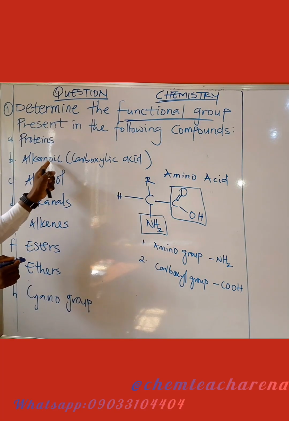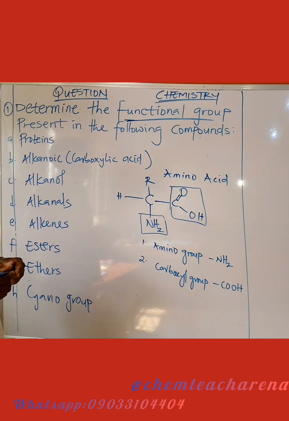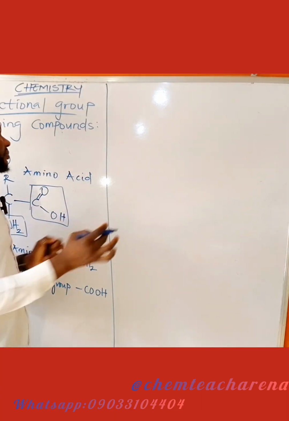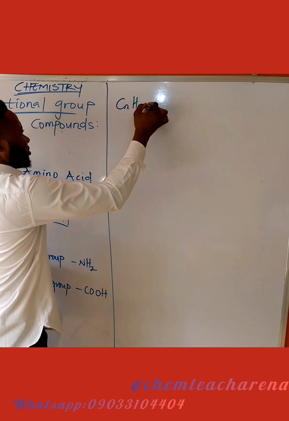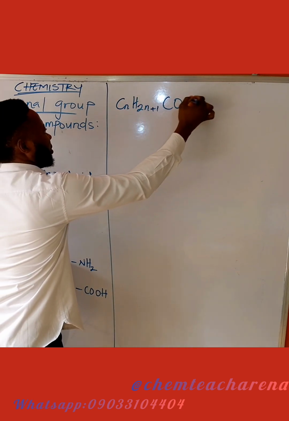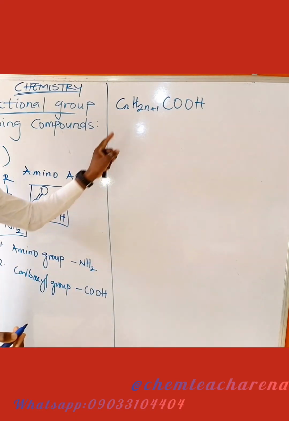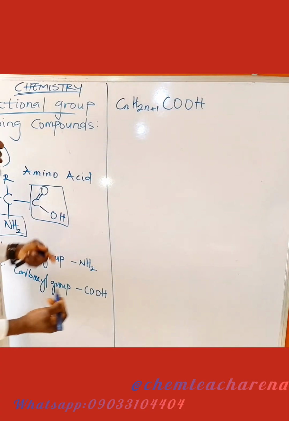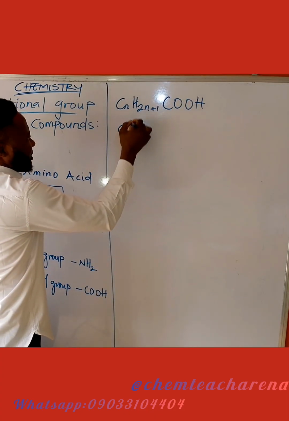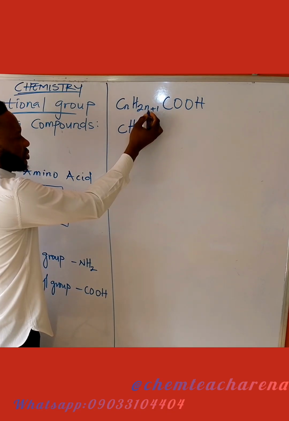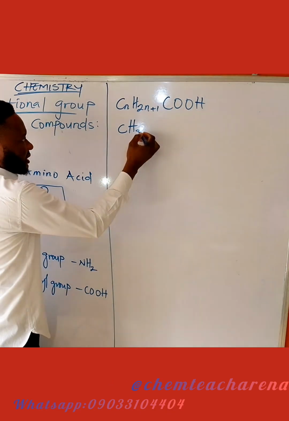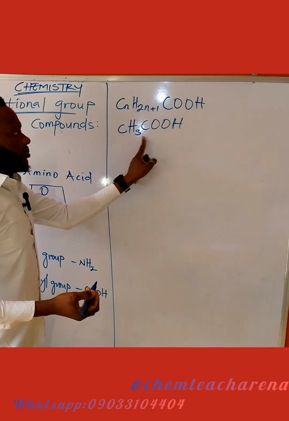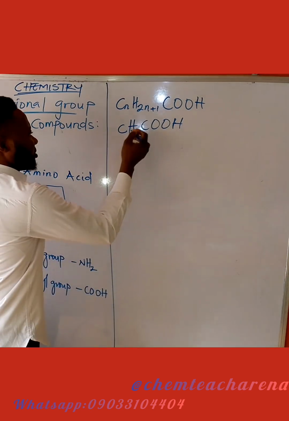The next one says arachidonic acid, which is also known as the carboxylic acid. We said that the carboxylic acid has a general molecular formula, which is CnH2n+1COOH. In this case, let's substitute where n is equal to 1. We have CH, 2 times 1 is 2, plus 1 is 3, then I have my COOH. So now this is ethanoic acid.